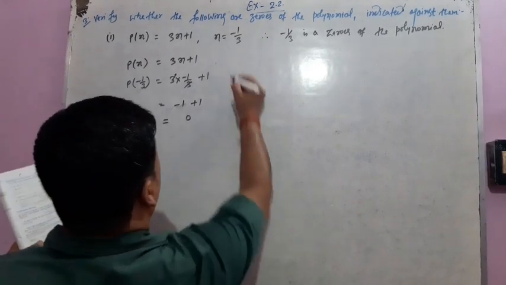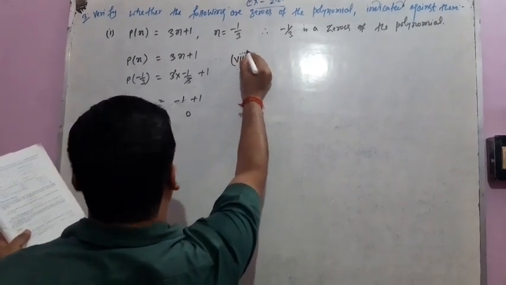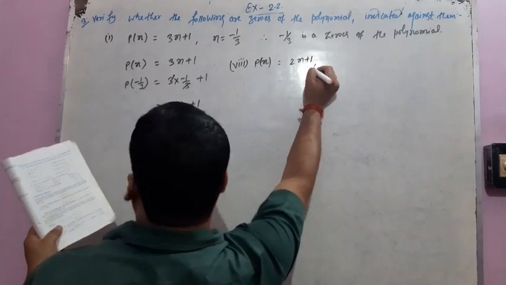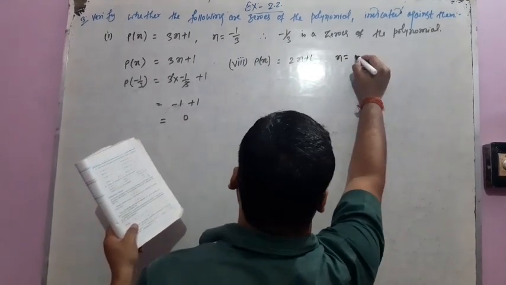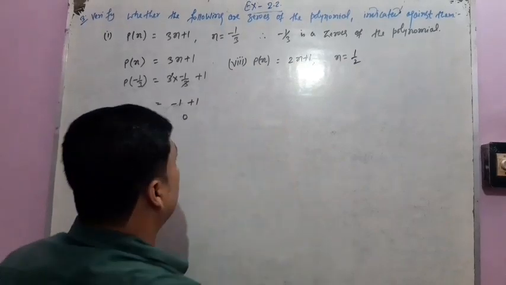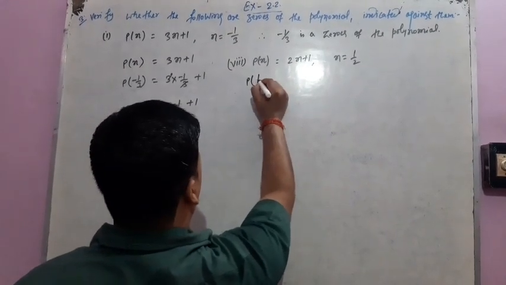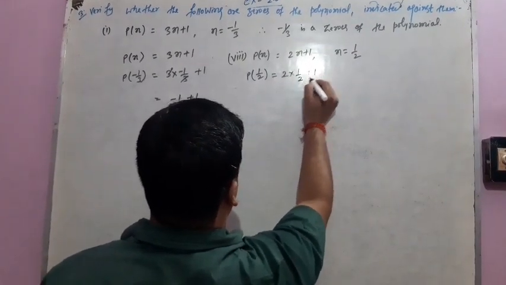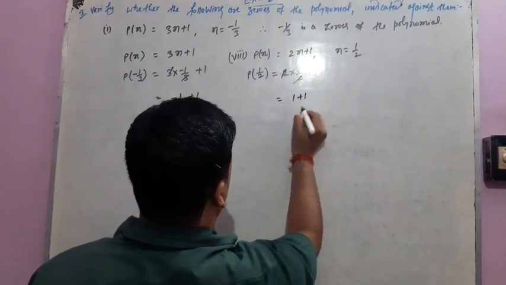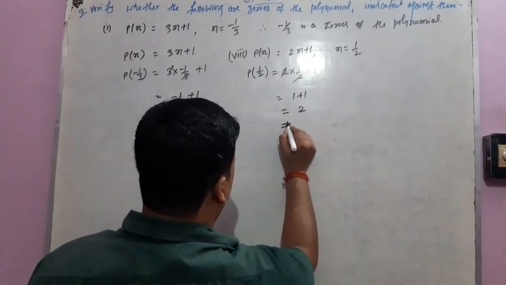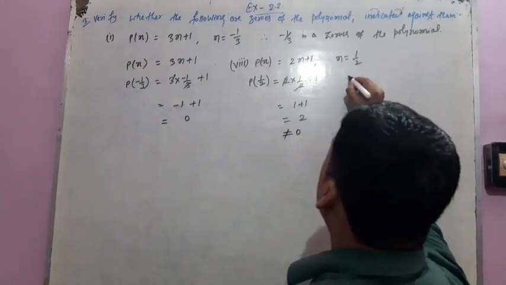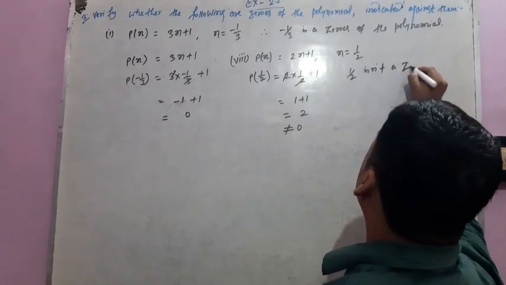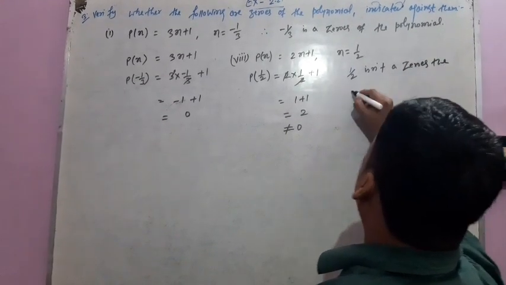One more question we have to look at here, in question number 8. Polynomial p of x, 2x plus 1. Now what do we have to justify? We have to verify whether 1 by 2 is one of the zeros or not. Now in place of x we have to put 1 by 2. Now we are putting 1 by 2 in place of x, plus 1. The 2 cancels, 1 plus 1, that is equal to 2. This means this value is not equal to 0. So we can say that 1 by 2 isn't a zero of the polynomial.